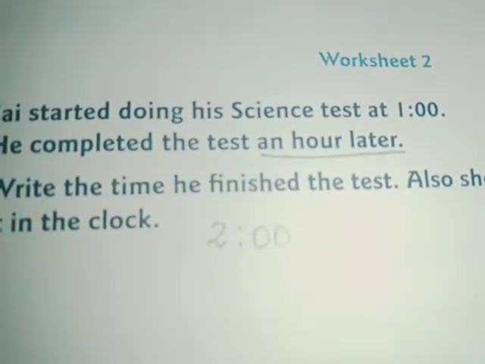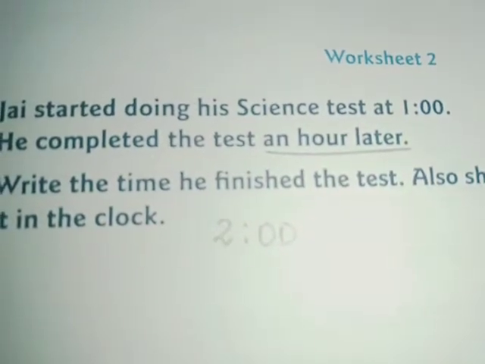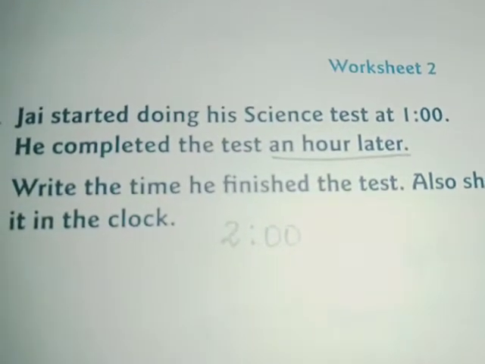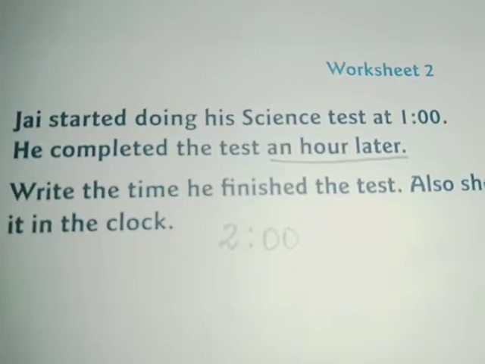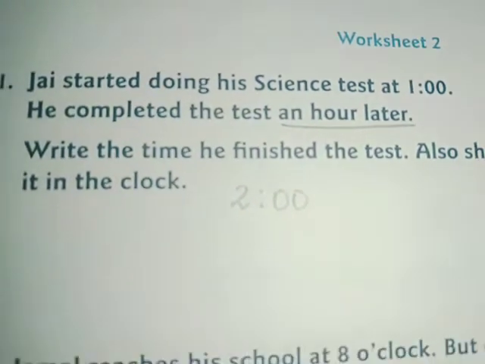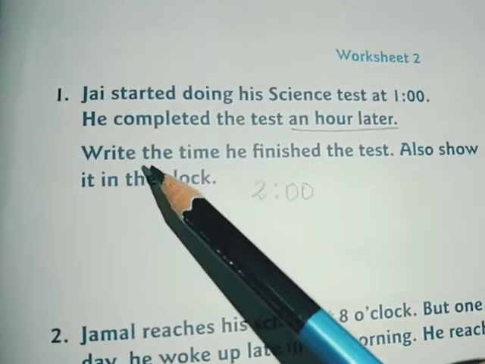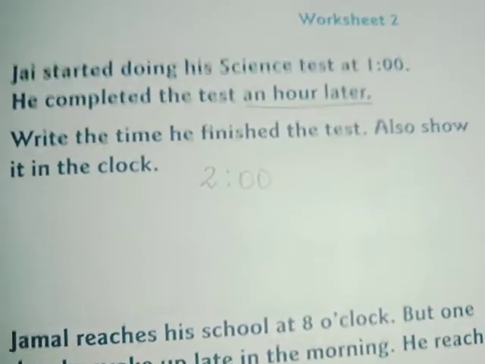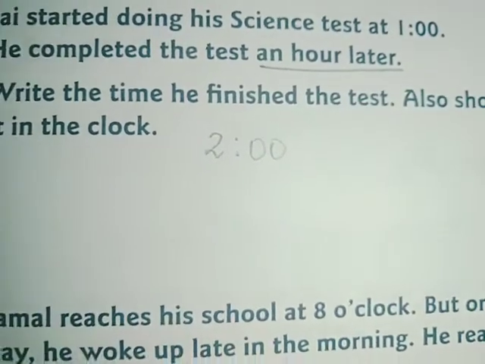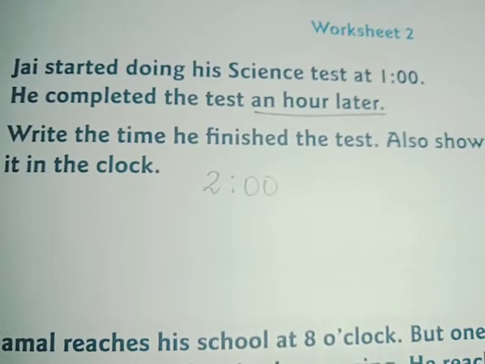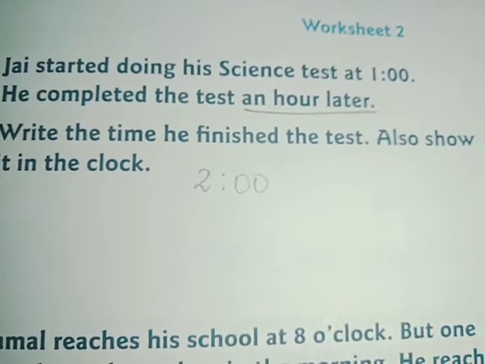So the article an is used. An hour means 1 hour. So he started his test at 1 o'clock. He completed his test after 1 hour. So we can understand what the time was when he ended his test, and this is the question that is asked. Write the time he finished the test, and also show it in the clock. So by reading the story we have understood that he ended his test at 2 o'clock.